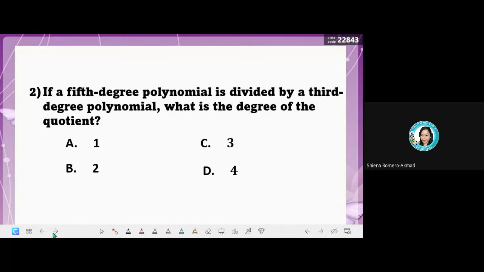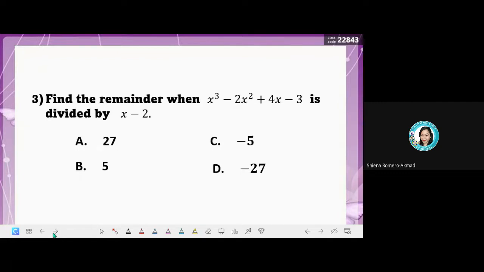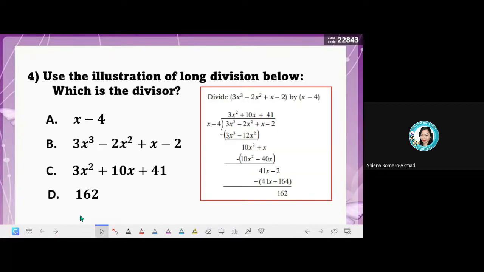Next, number 2. We have a 5th degree polynomial and you divide that by a 3rd degree polynomial. And we are asked kung ano yung magiging degree of the quotient. Number 3, find the remainder when x cubed minus 2x squared plus 4x minus 3 is divided by x minus 2. So, ni-introduce ko pa lang, ano ba yung discussion natin? Ano ba yung mga makikita nyo sa loob ng module na to?